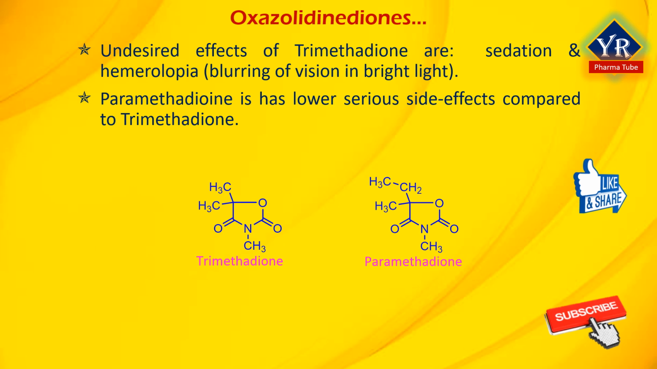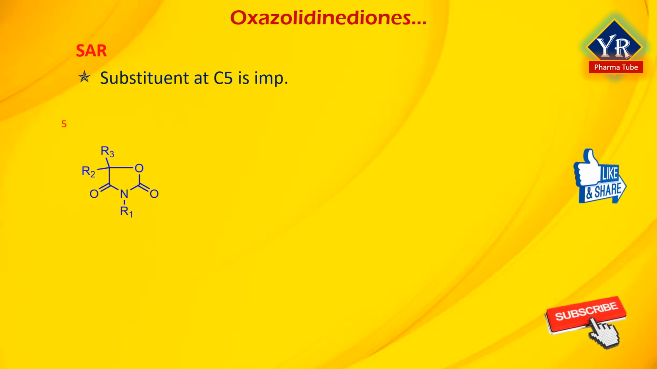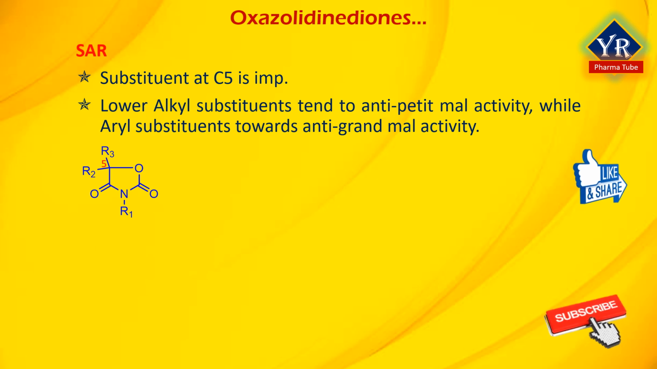Paramethadione is reported to have lower incidence of serious side effects as compared to trimethadione. They are considerably more toxic than the succinimide drugs. SAR of oxazolidinediones. The alkyl substituents at position C5 appear to be important for the selectivity of oxazolidinediones. That is, lower alkyl substituents tend towards anti-petit-mal activity, while the aryl substituents tend towards anti-grand mal activity.